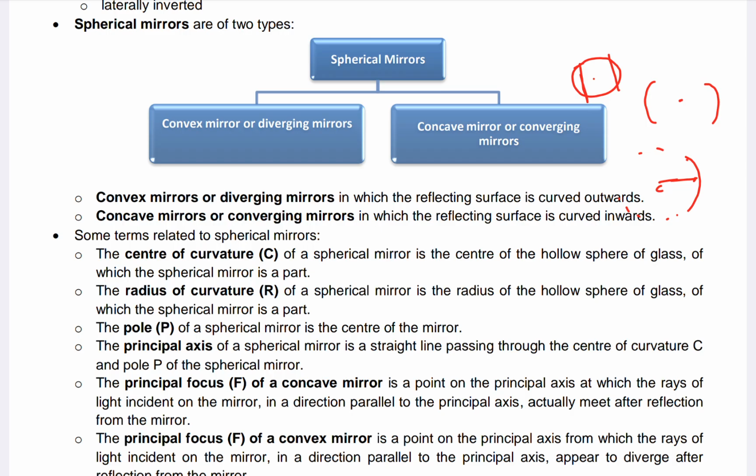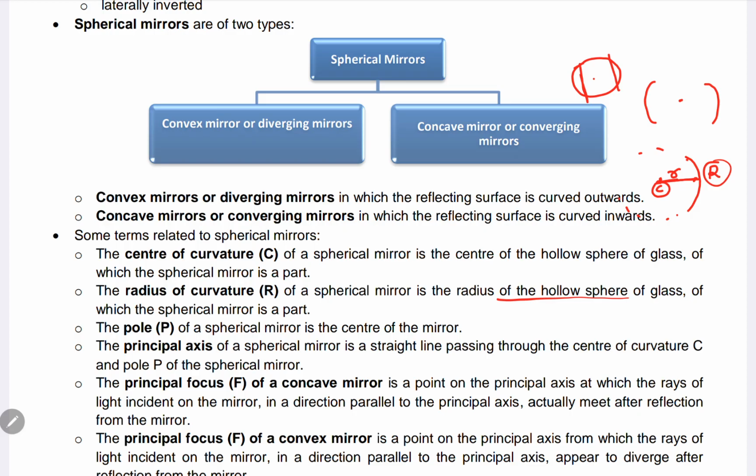Now what is the radius of curvature? The radius of curvature of a spherical mirror is the radius of the hollow sphere of glass of which the spherical mirror is part. So this length is nothing but the radius. This point is the center of curvature and this length is known as the radius of curvature, and it is represented by capital R.